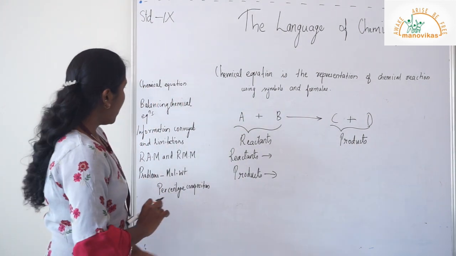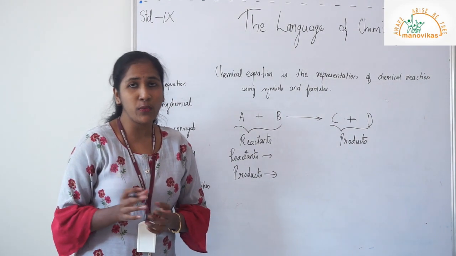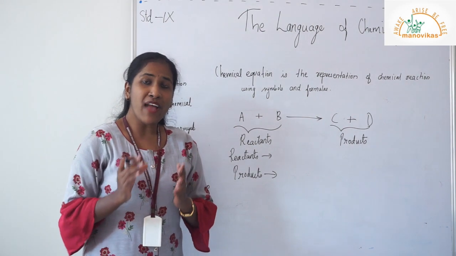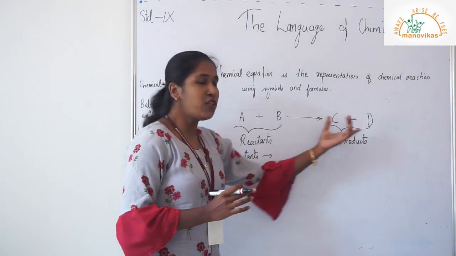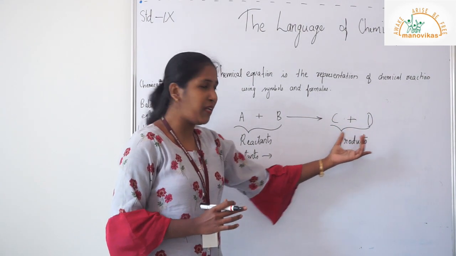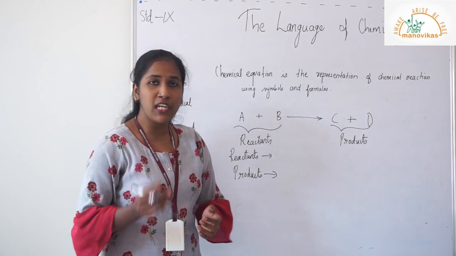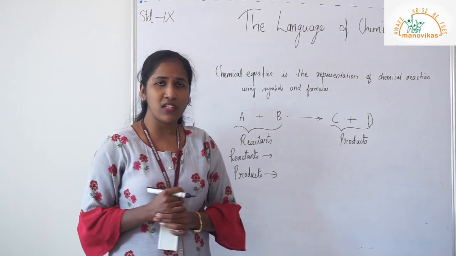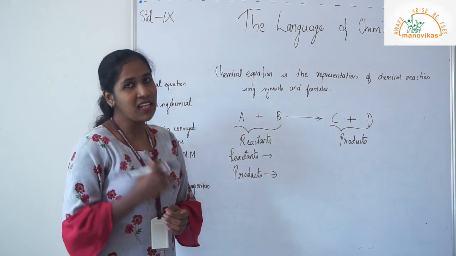Okay? Now, here, based on this, we should know what do you mean by balanced chemical equation. When the number of atoms of each element present to the left hand side is equal to the number of atoms of each element present to the right hand side, we call it as balanced chemical equation. Now in this we have a term, that unbalanced chemical equation, which we call it as skeletal equation.